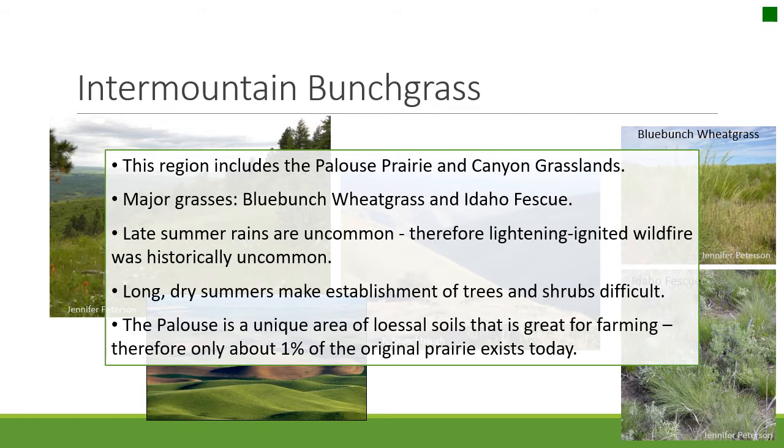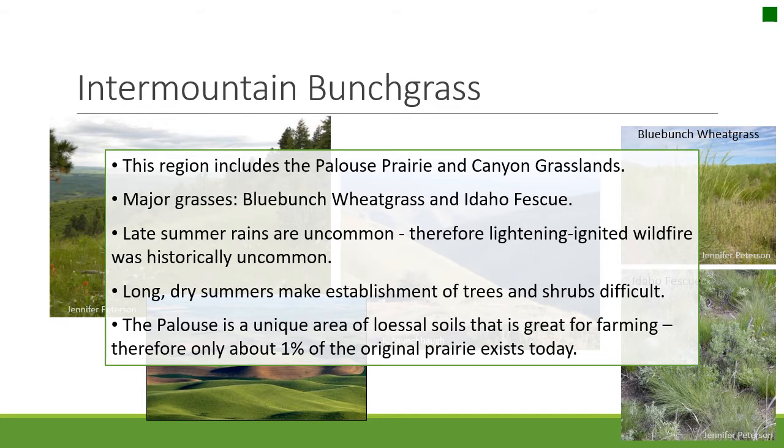Camas prairie would be another one that we might put in this group. They're all characterized by dry late summers and winter rains. And so rains in the summer are pretty uncommon. And the outcome of that is that lightning is also uncommon in late summer. So wildfire was historically not a really big part of this ecosystem.